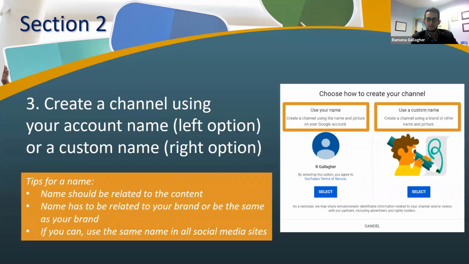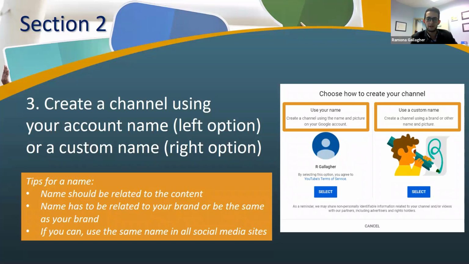So in there, you will have 2 options. You can either take the name for your channel from the Google account that you use to register into YouTube, or you can use a custom name. You will probably want to use a custom name because sometimes we are not able to choose the name we would like to in our Gmail account, sorry. So you will probably use the custom name.